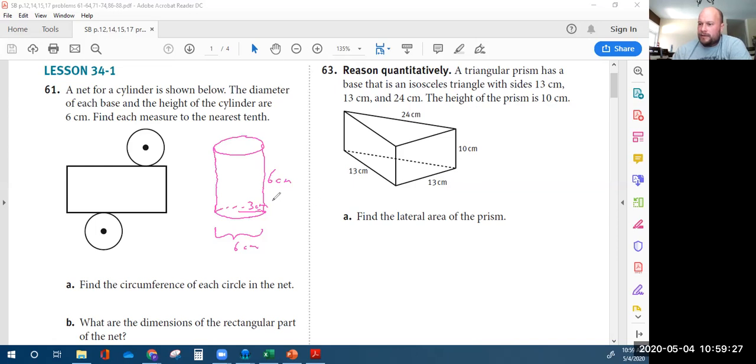It first said find the circumference of each circle in the net. Well, circumference of each circle has to be the same. So you'd be doing 2 pi r. Let me scoot this up a little bit.